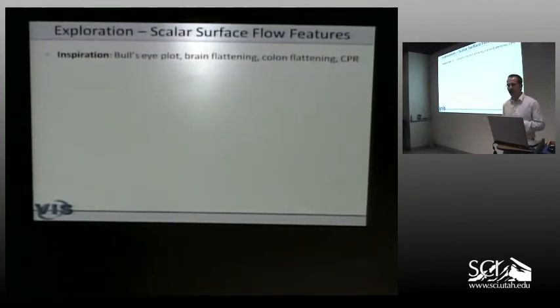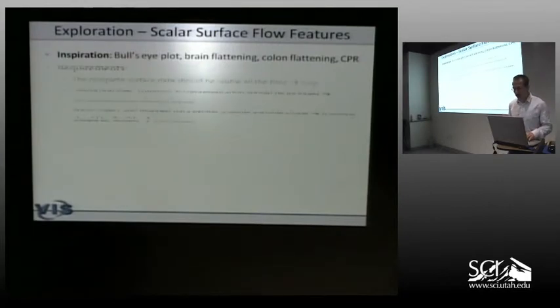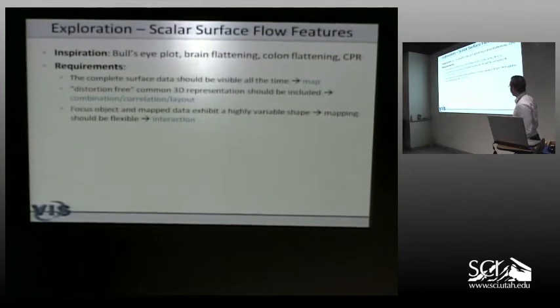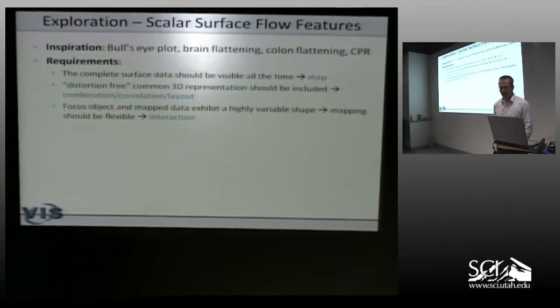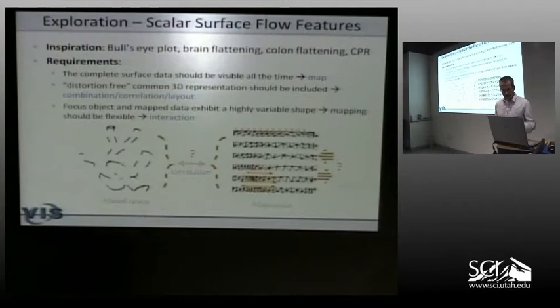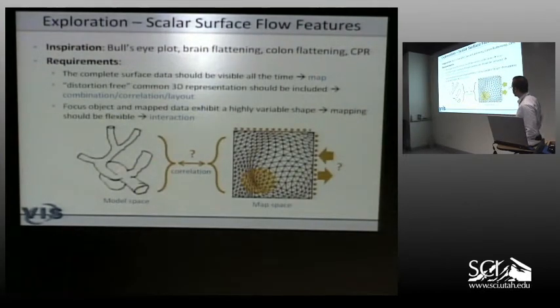So with this in mind, we thought, maybe we can also come up with a useful kind of map. And we thought about a couple of requirements. The complete surface data should be visible at the same time, was one of them. The distortion should be minimized, but of course it could not be completely without distortion. And we wanted to show the 3D representation of the anatomy simultaneously with the map, because we were quite sure that the aneurysm anatomy is too complex for a map without any relation to the 3D anatomy to be useful.